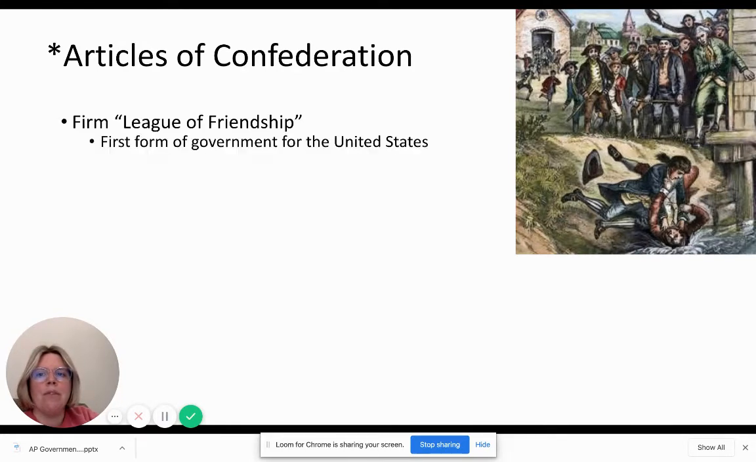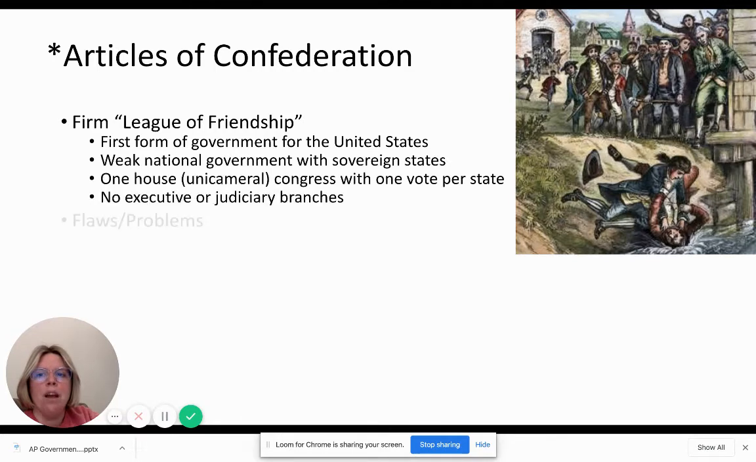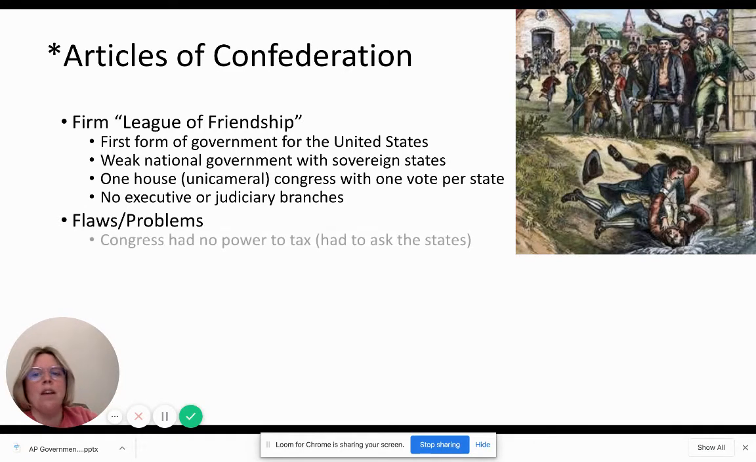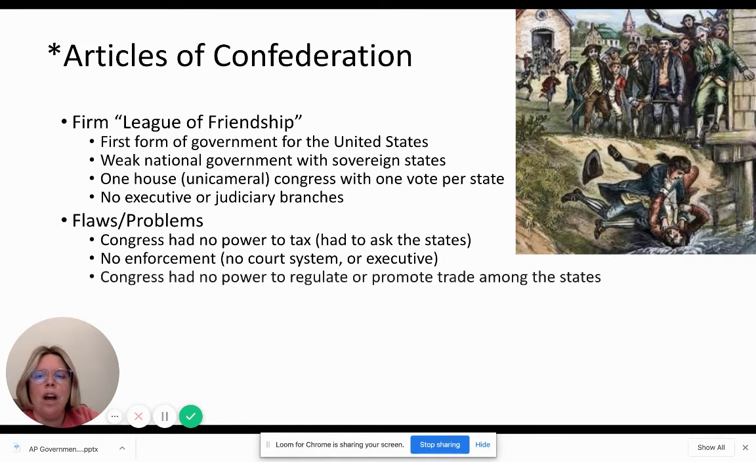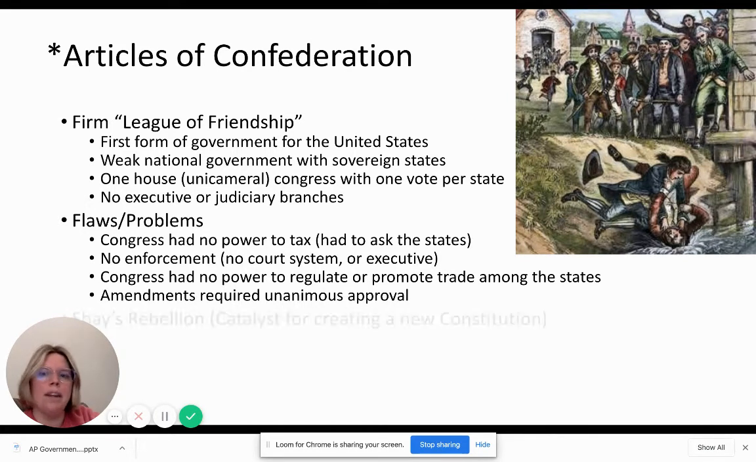So the Articles, again, it was a firm league of friendship. You had a weak national government. You only had a unicameral Congress, so not bicameral like we have now. No executive or judicial branches, so really just the Congress and a weak one at that. Flaws or problems. Congress could not tax, so they could just ask the states, and the states were like, yeah, no. No enforcement. They didn't have a court system or executive branch. No power to regulate or promote trade among the states. So states were fighting with each other and tariffing and taxing each other constantly. And amendments required unanimous approval, so they never amended it.